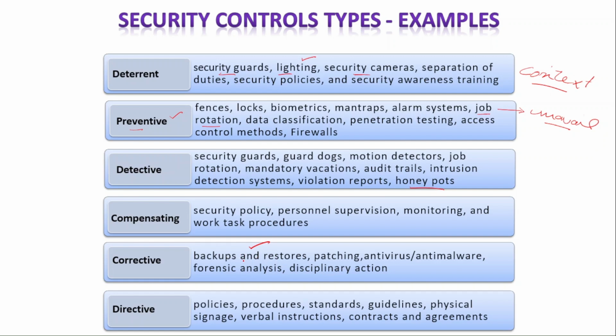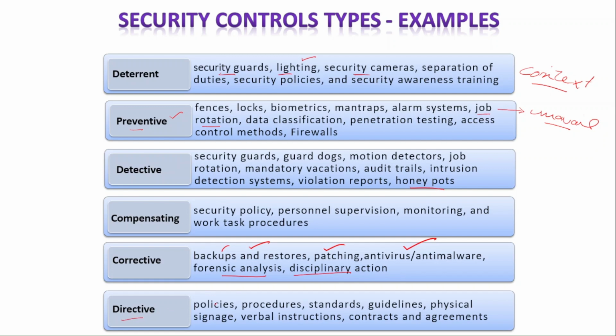So backup and restore is a corrective because if an incident occurs, let's suppose a disaster occurs and your data is deleted or destroyed, you may restore it through backup. Similarly, if you discover a vulnerability, you can remove or correct the vulnerability through patching. Similarly, if your system has a virus, you can remove it through antivirus, you can correct the system. Again, the forensic analysis is done after an incident, so it is also a corrective measure. And disciplinary action is taken after a violation is done by an employee, so again this is also a corrective.